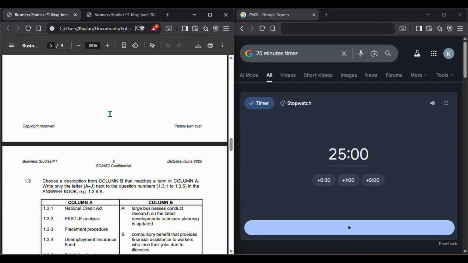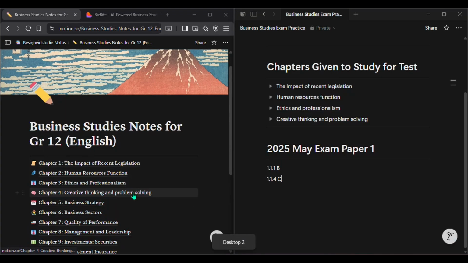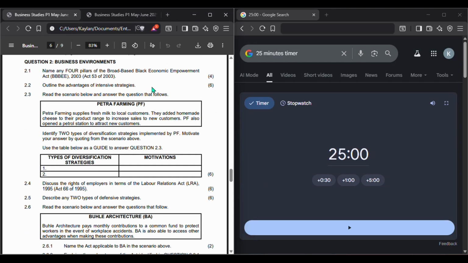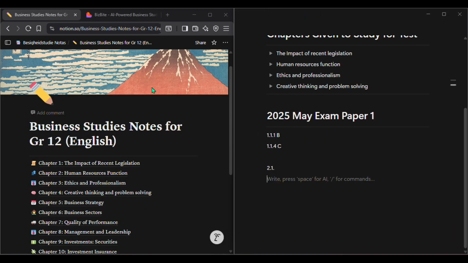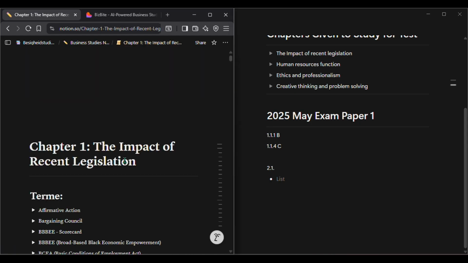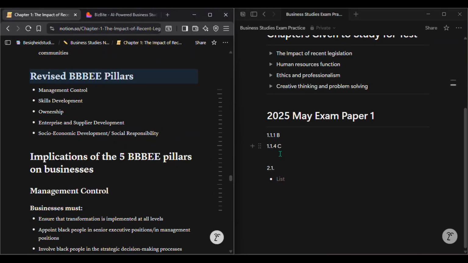So then you continue to 1.3, and you do all of the questions relating to the chapters that you need to be studying. Go ahead, go below. And then 1.2.1, you go ahead and do the full question. You use the notes. They want the 4 pillars of BBBEE. So you look for the question, there are the pillars, and then you start answering the question.